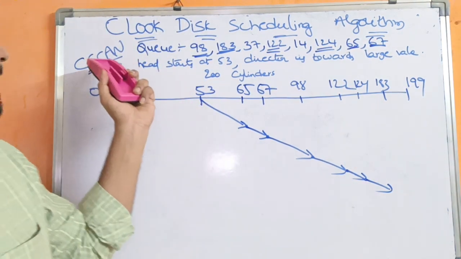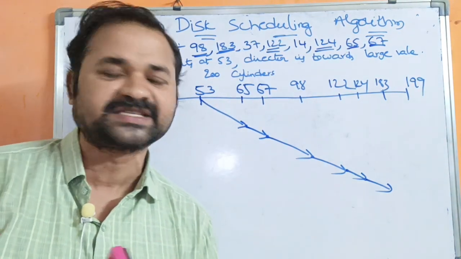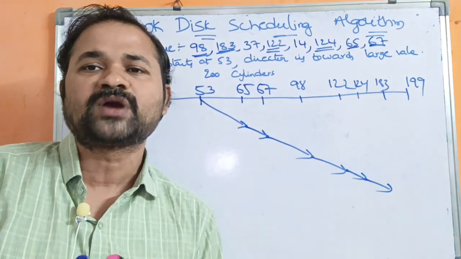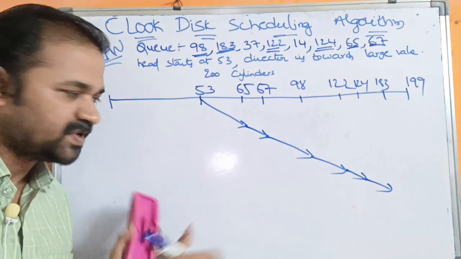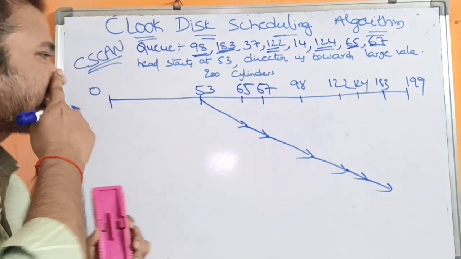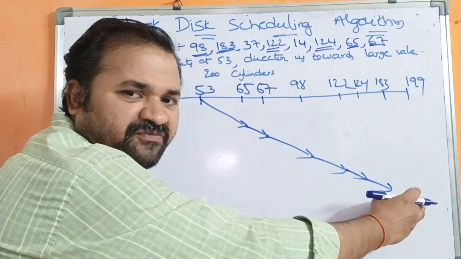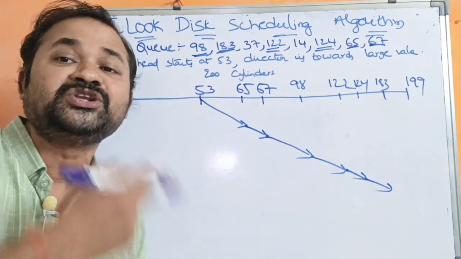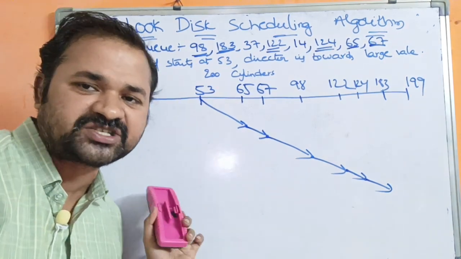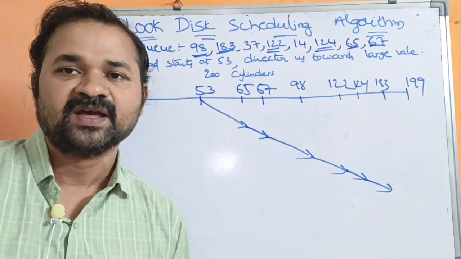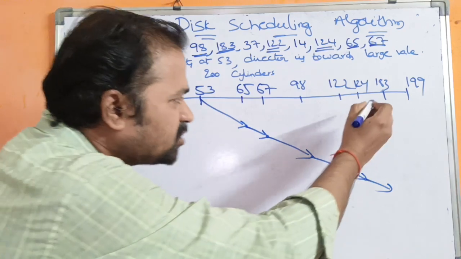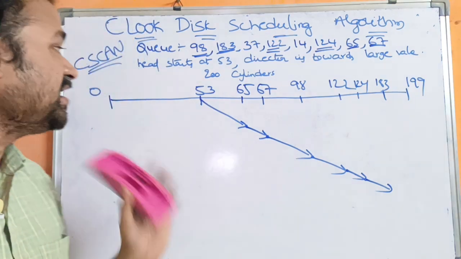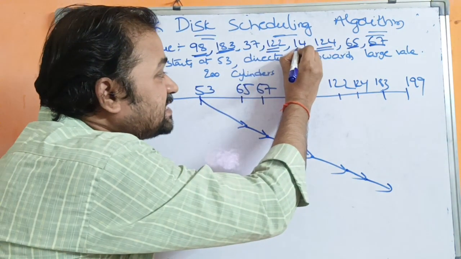Next, in the C-scan scheduling algorithm, after reaching the final cylinder, we have to come back to the 0th cylinder. From the 0th cylinder onwards, we process the remaining requests. Whereas here, after reaching the final request, we come back to the first cylinder request.